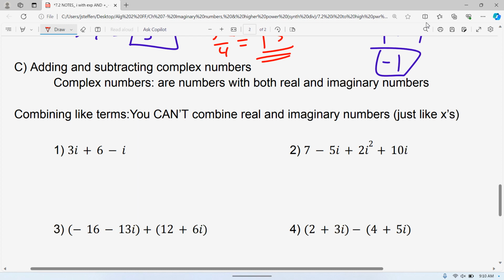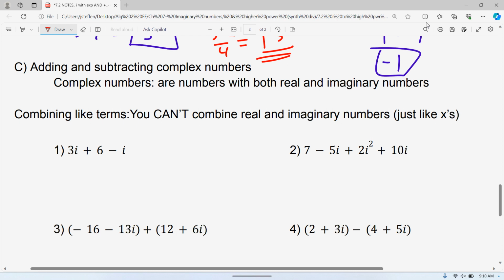So when we are adding and subtracting, and we will multiply tomorrow, some of you guys will really love it, some of you guys will not really like it. That's a step harder, but adding and subtracting isn't too bad. The biggest thing is you cannot combine imaginary numbers with real numbers. It's not going to mix. You cannot do that. It's the same thing for number 1.